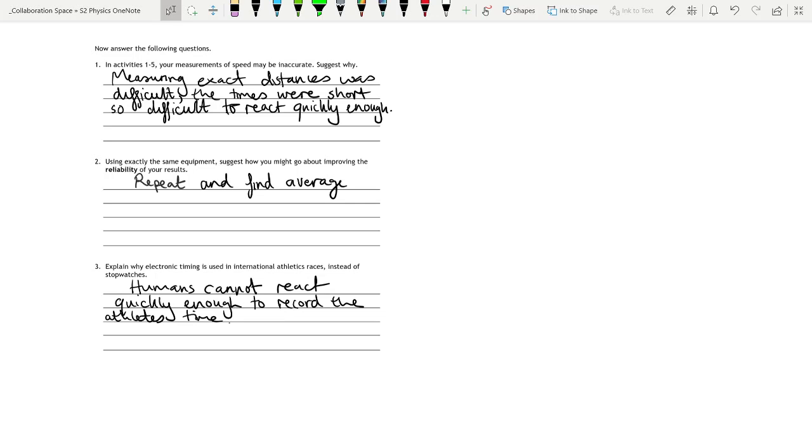Number 2, using exactly the same equipment, suggest how you might go about improving the reliability of your results. Repeating results is a great way to improve reliability. So repeat them and find the average. And number 3, explain why electronic timing is used in international athletics races instead of stopwatches. Well, remember, in athletics races, sometimes the time between first and second place is so small, it's very difficult, and humans just can't react that quickly. So you need to use electronic timers for that.